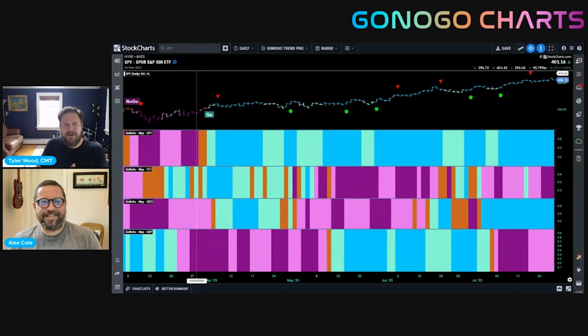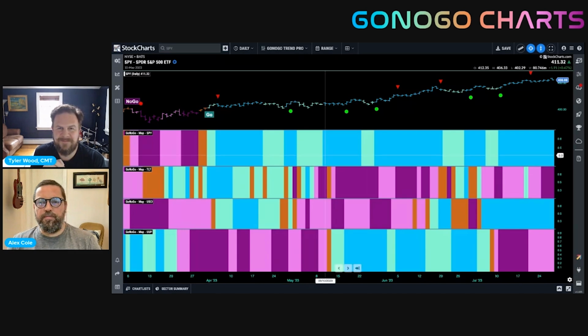Let's talk a little bit about the markets from a trend perspective using GoNoGo Charts. Alex, walk us through this global cross-asset heat map. Absolutely. We've been seeing such strength in the equity markets for the last couple of weeks, and you can see that we've had a string of uninterrupted, strong blue bars now for a couple of weeks. So that's a really good sign for the equity markets in the top panel.